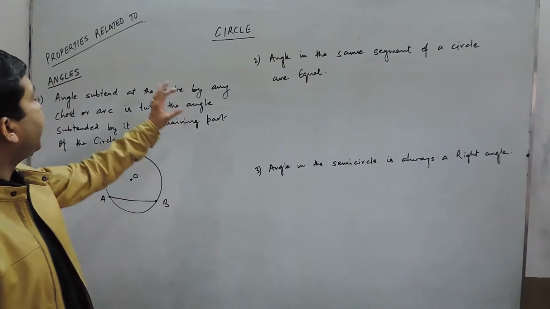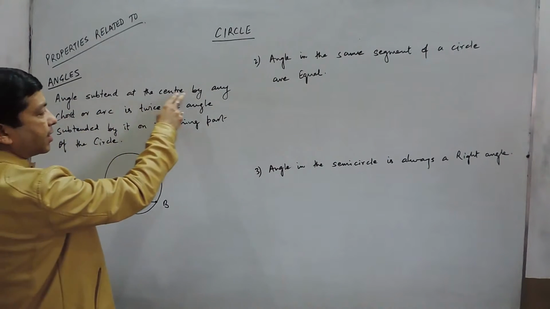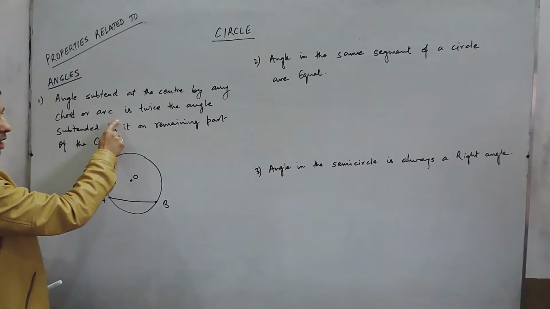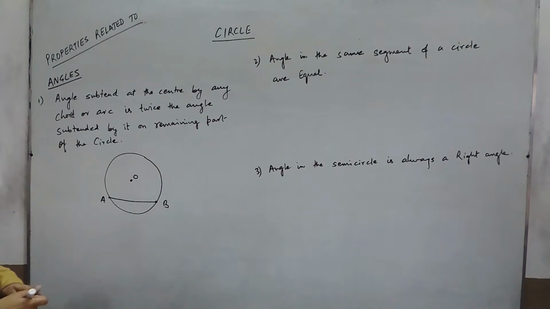Hello everyone. Today we are discussing the properties related to angles in a circle. The first property, which is very important, is that the angle subtended at the center by any chord or arc is twice the angle subtended on the remaining part of the circle.